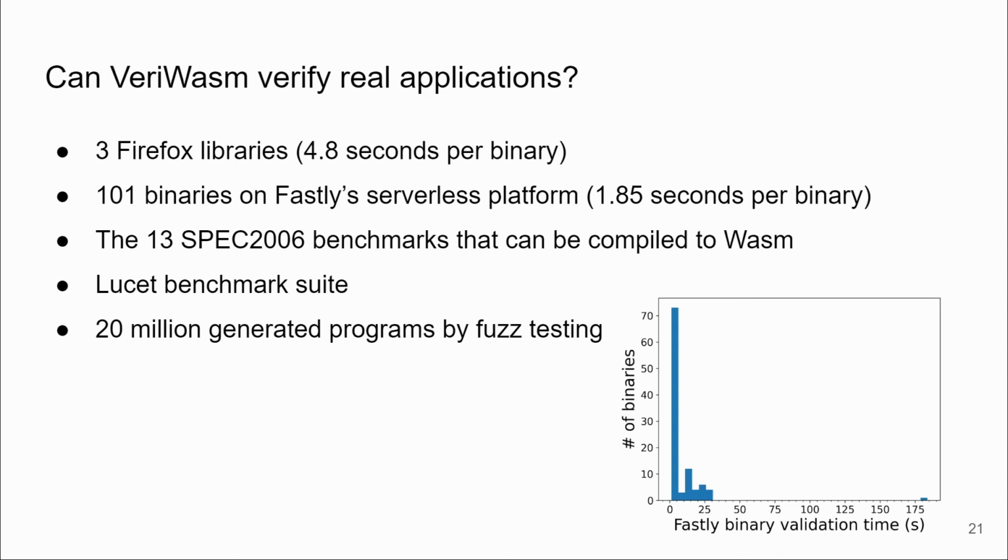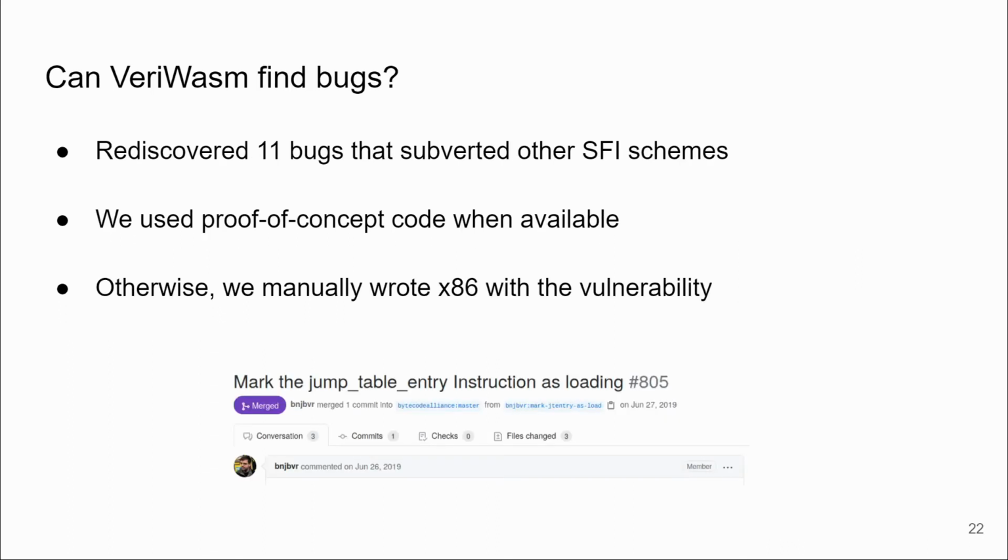We also verified the 13 spec benchmarks that can be compiled to WebAssembly, and the Lucet compiler's benchmark suite. Finally, we verified 20 million randomly generated WebAssembly programs to more thoroughly test our tool. We didn't find any new bugs in Lucet so far, which is good for Lucet but bad for VeriWasm. To check that VeriWasm can actually find bugs when they are present, we used it to rediscover 11 bugs that were found to subvert other SFI schemes. These bugs represent tricky edge cases discovered by other researchers in the Native Client, Pittsfield, and Misfit SFI schemes, as well as the bug mentioned earlier in Wasm SFI.